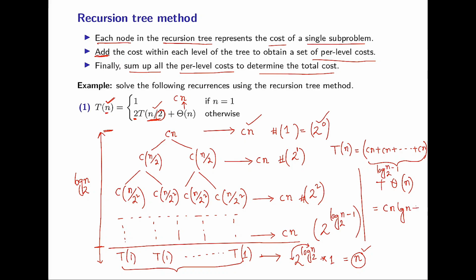Plus theta n is nothing but n. Simply you write n. So here, if I express in terms of big O, what can I write? I have to select the highest order term, ignoring all other lower order terms. So here it is n log n, because n log n has a higher growth rate than n. And c is constant, so we are ignoring it. So what is our solution? The solution for this recurrence using the recursion tree method is n log n. So this is how we need to find the solution for recurrences using the recursion tree method.